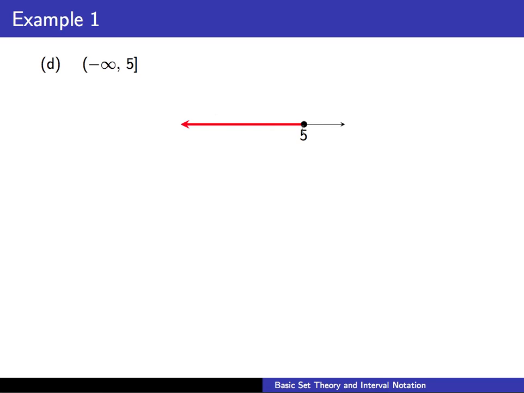So here we have a closed circle at 5 because of the bracket, and since there's no definite starting point, we just shade everything to the left of 5. So this is x is less than or equal to 5 as far as the set builder notation is concerned.